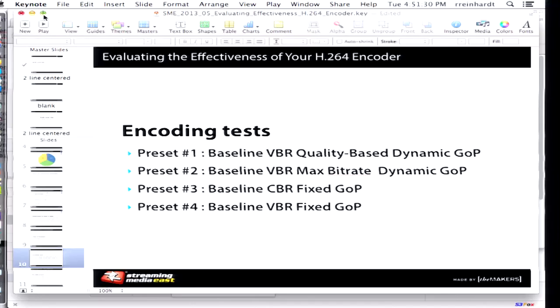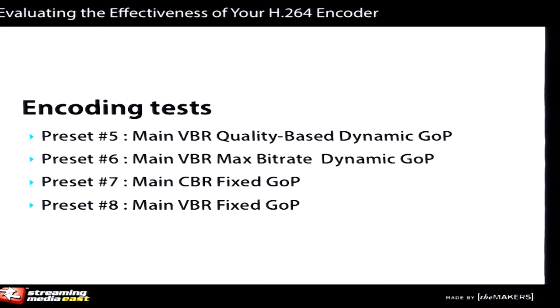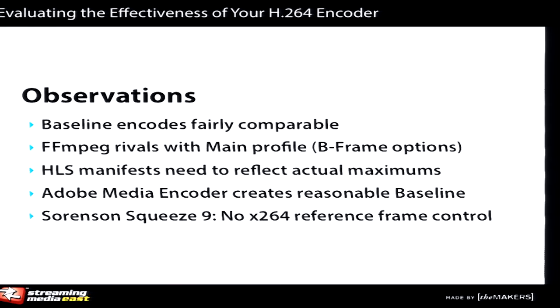I'm going to wrap up because it's getting close to booze time. So, observations. Again, this is sort of a quick recap. The baseline encodes were fairly comparable across all the encoders that I tested. ffmpeg did seem to rival all the others when it came to main profile and the extended B frame options you can use in ffmpeg. Again, you could probably tweak all the same ones to the same extent in Squeeze and Episode.